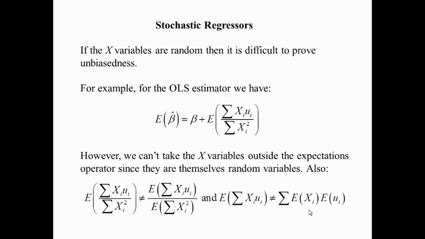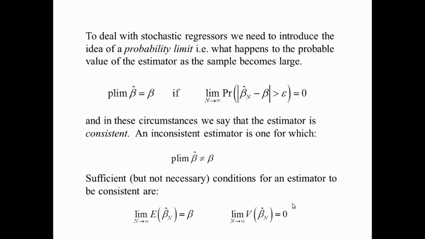Given this, we need to look at another property of estimators, which is consistency. And consistency is a rather weaker property than unbiasedness, as we'll see in a moment. Well, first of all, let's consider what's meant by consistency. For an estimator to be consistent, its probability limit must equal its true value, beta. So the plim of beta hat must equal beta.